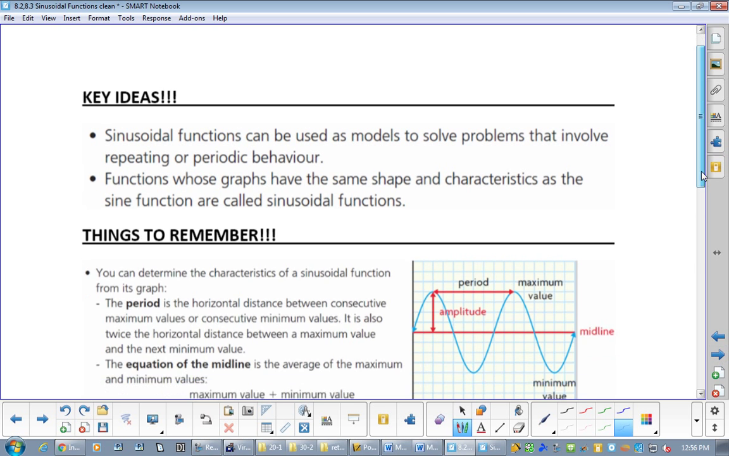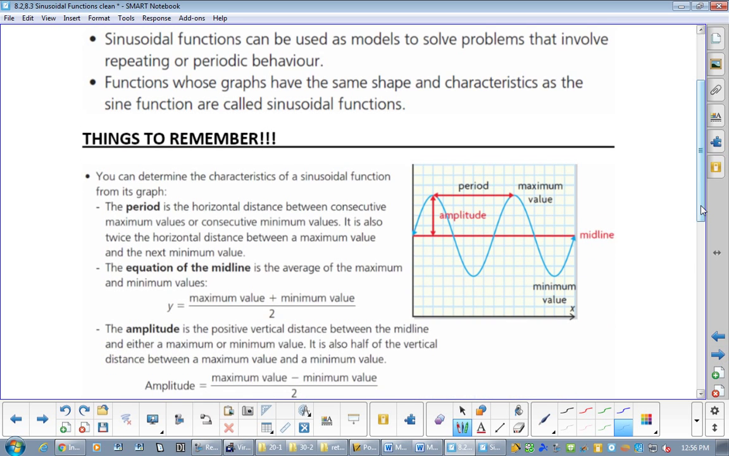Okay, so things to remember. This is the amplitude right here. Okay, do you see the amplitude? Now the period can be measured. I actually find you can measure from any two places that are the same. You can go from here to here. You can go peak to peak. You can do from here to here. It's where it's repeated, okay?